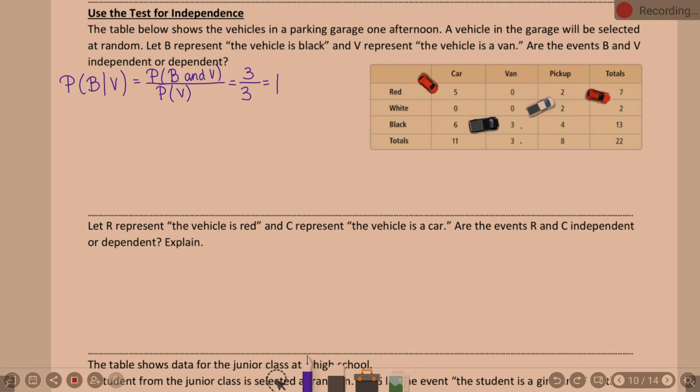Now, what do we have to test to see if this is independent or not? Go back up to the top, right? If it's probability of B given A, it needs to equal probability of B. So this is probability of B given V, so it needs to equal probability of B. What is the probability of just B? B being what in this case? Black. So what's the probability that the vehicle is black? 13 out of 22.